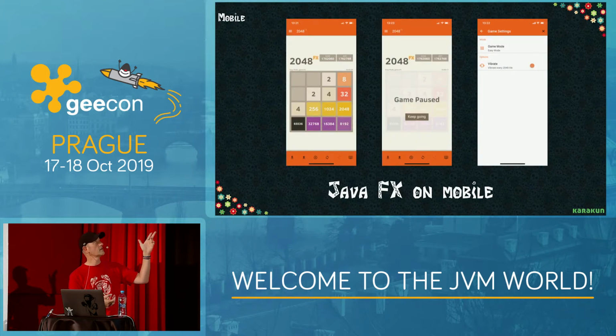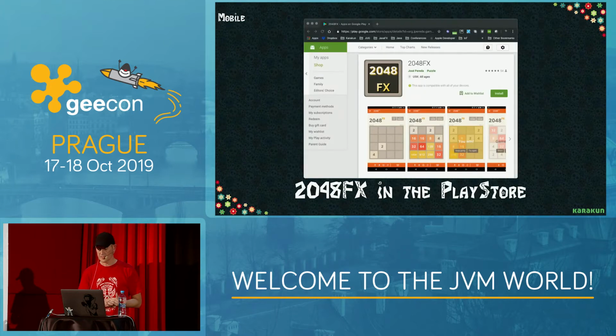There's also this game, which is 2048FX, which you can find in the App Store, in the Google Play Store. There it is, and you can install it on your Android phone. And surprisingly, sometimes the JavaFX apps are faster than a badly programmed native app on Android. So it's really interesting. They do a good job at Gluon to make that as fast as possible.